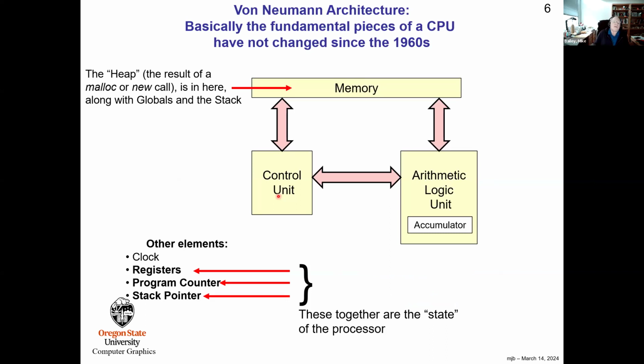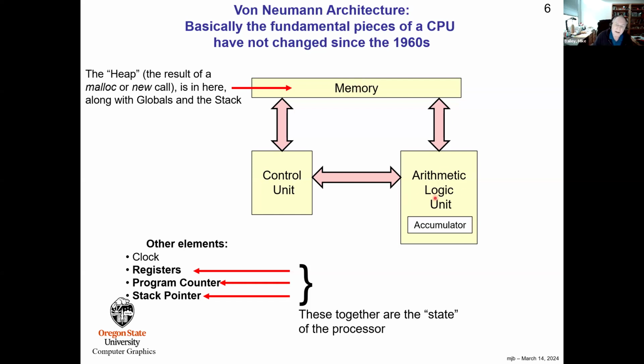Okay, von Neumann architecture. This was developed by John von Neumann in the 50s and 60s. And really, these are the fundamental pieces that haven't changed. They've just gotten bigger and better and faster. So here we have memory. This is the heap, which is, if you do a malloc or a new, that memory gets allocated here. The globals are here and the stack is here.